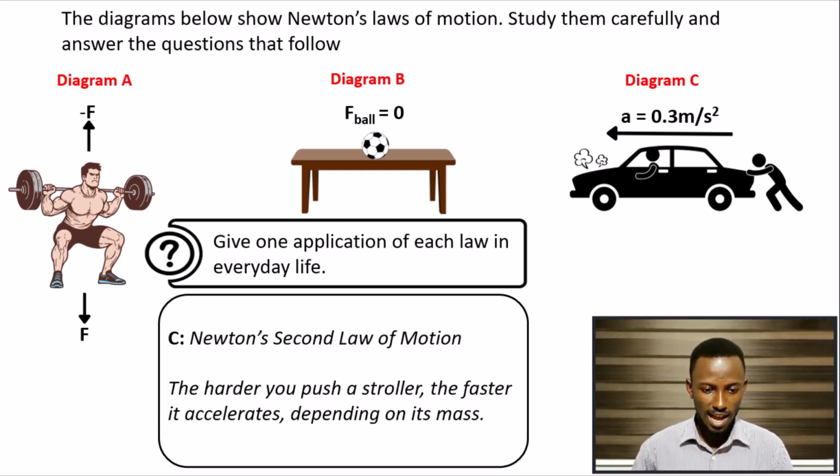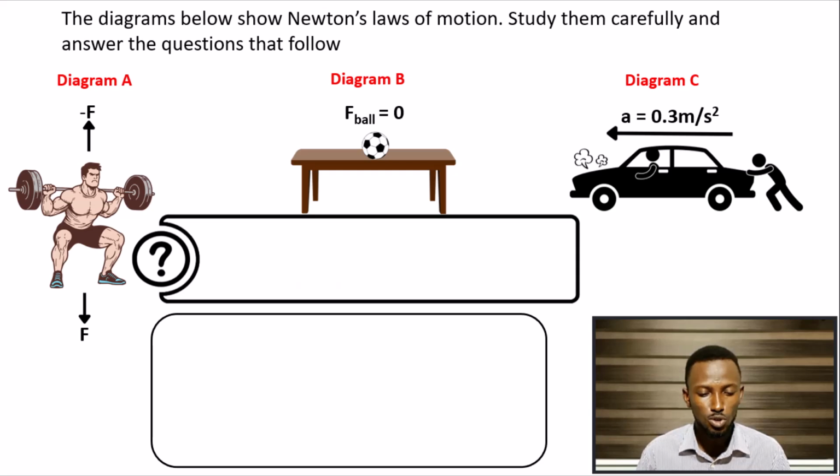That is also a real-life application of Newton's first law of motion. And now for the third diagram, that is Newton's second law of motion. Where we see it in our daily life is that the harder I push a trolley, the faster it accelerates, depending on its mass. So the mass of an object is so important when applying force to it. If an object is small and less massive compared to a bigger object that is more massive, and you push the two of them, their masses and the force applied will show how much each will accelerate. Now let's move on to our next question.